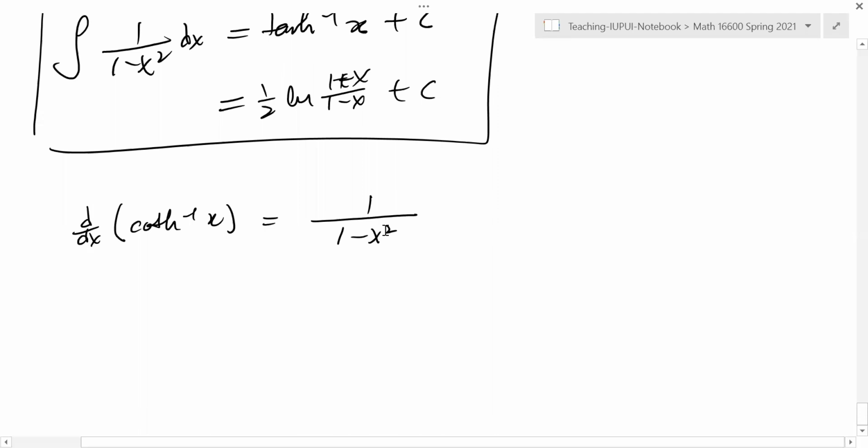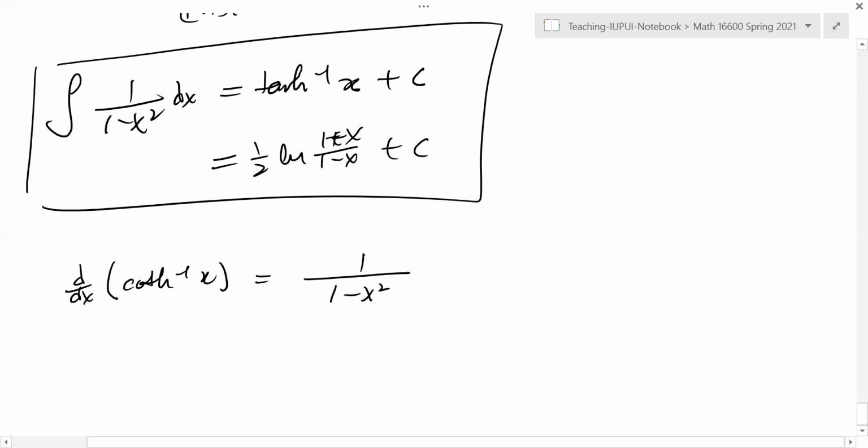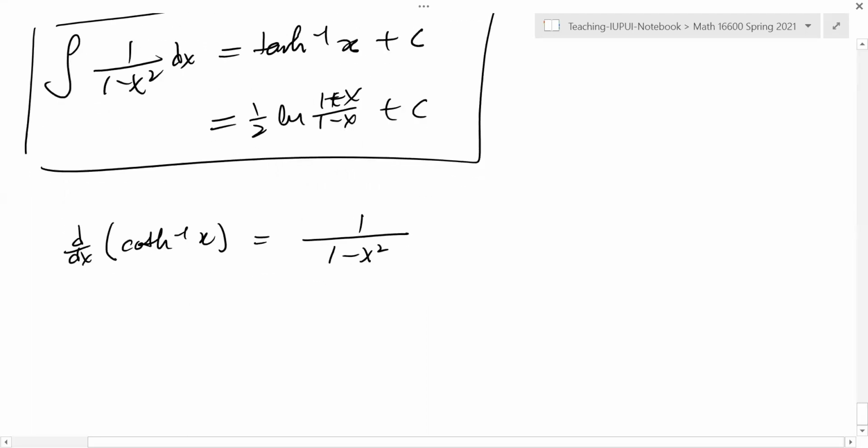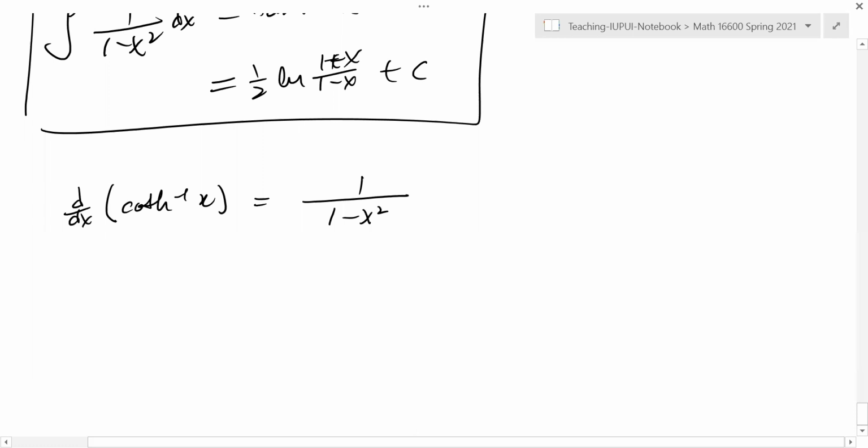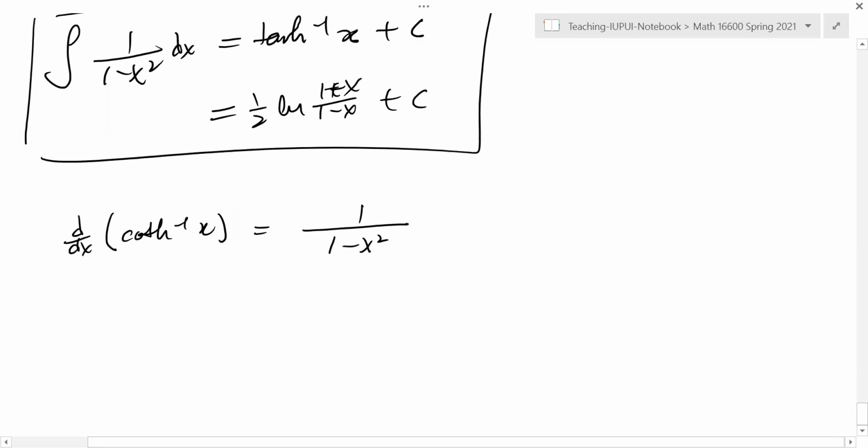I'm surprised, right? This is the same as the inverse of hyperbolic cotangent x. So you don't get anything new here. You probably can also find the formula for this, which is very similar, only different by a constant.